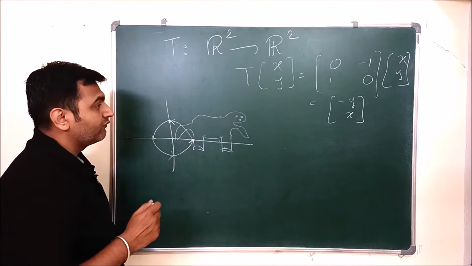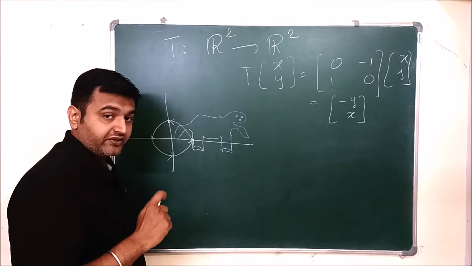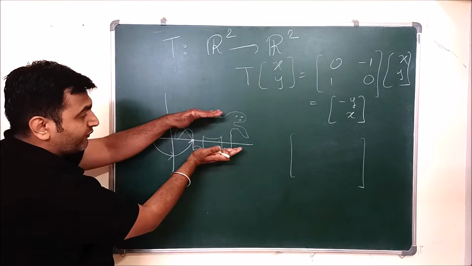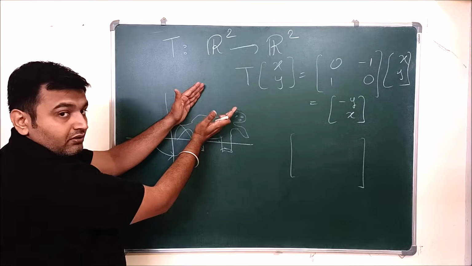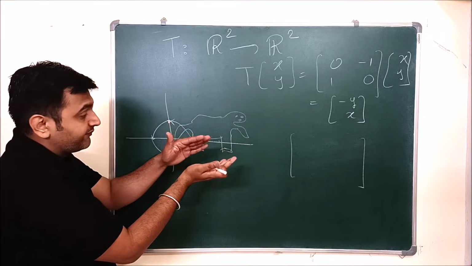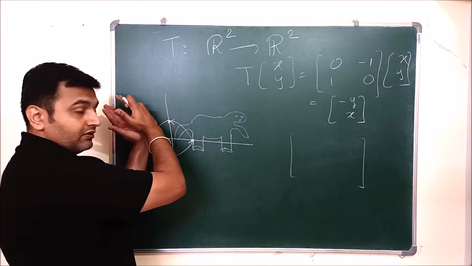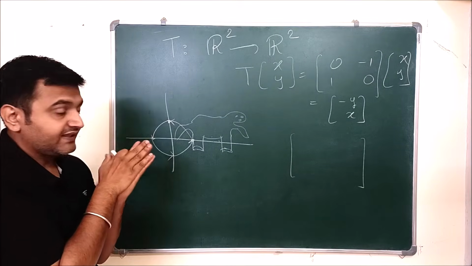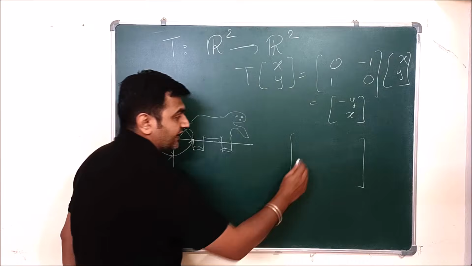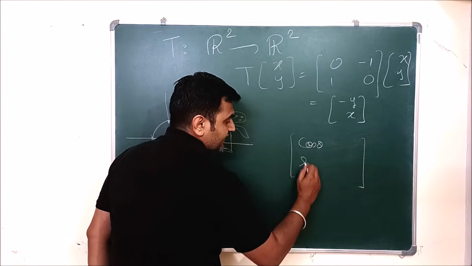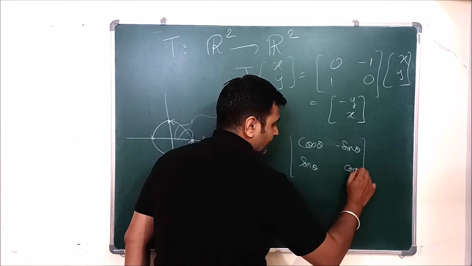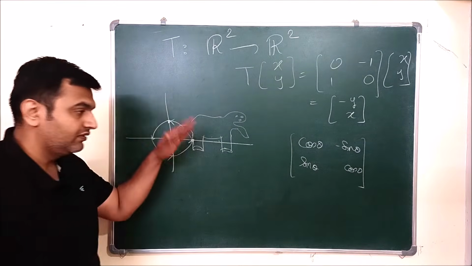If I want to rotate by some other angle, in general by any particular angle, suppose you want to rotate by 45 degrees, then what should be the matrix? If you want to rotate by 120 degrees or 180 degrees, what should be the matrix? Is there a nice formula? The answer is yes. It is simply cos theta, minus sin theta, sin theta, cos theta, where theta is the angle over here.